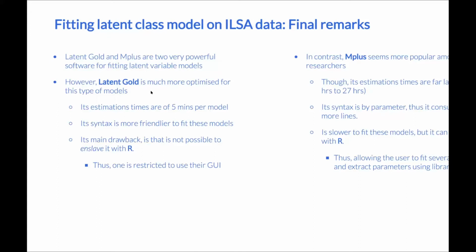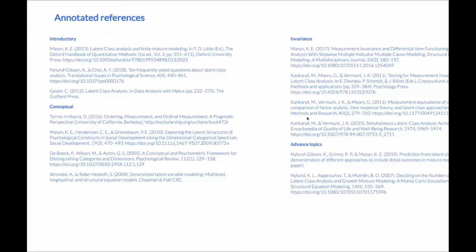But in any case, if it's not an effort for you to get a hold of Latent Gold, this is the safest bet. It's really quick. It's about, I don't know, like 5 minutes per model, whereas in the case of Mplus, it could be like 6 hours to 27 hours or more. And at the end of the presentation, I'm including a selection of annotated references so you can consult further information regarding these kinds of models.